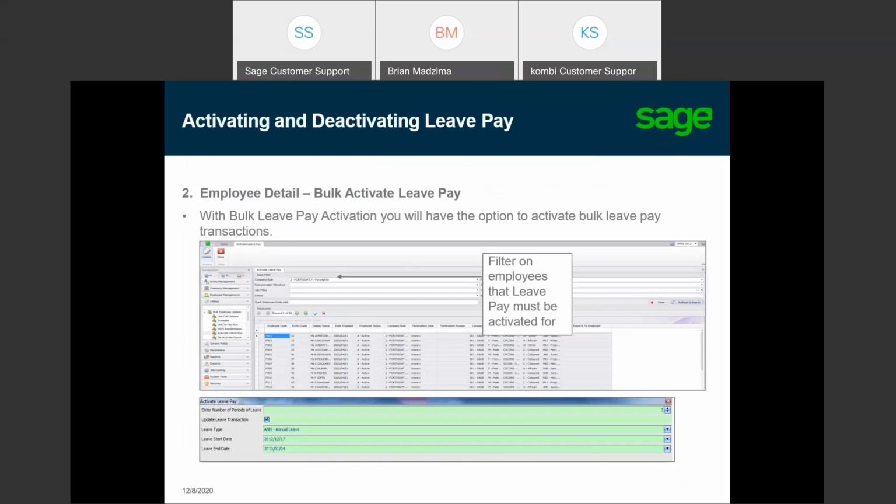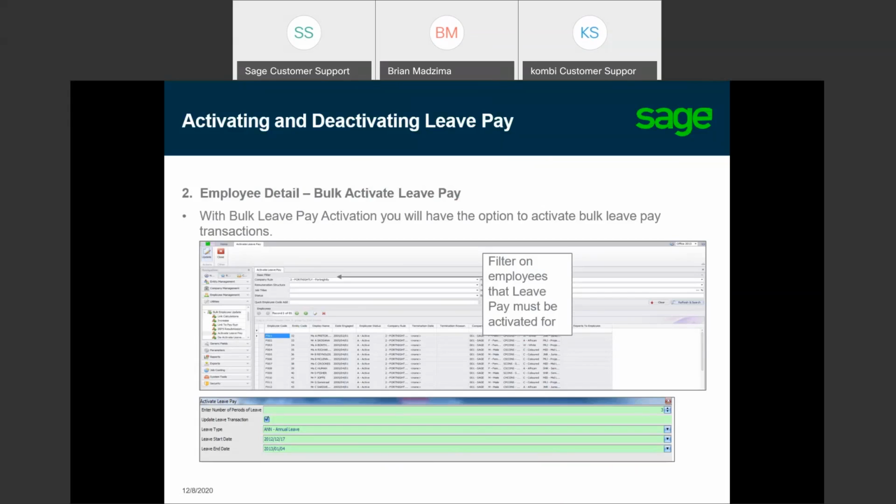Then the alternative option that we discussed, where you can bulk activate leave pay. With the bulk leave pay activation, you will have the option to activate bulk leave pay transactions. So if you go under utilities and bulk employee updates, there will be an option to activate leave pay. On that particular screen, you're also able to filter on employees that leave pay must be activated for. You'll see you can either filter on a REM structure, you can filter on job titles and so forth.